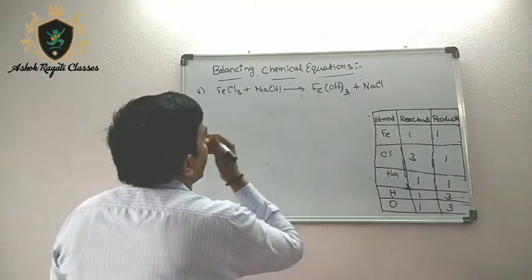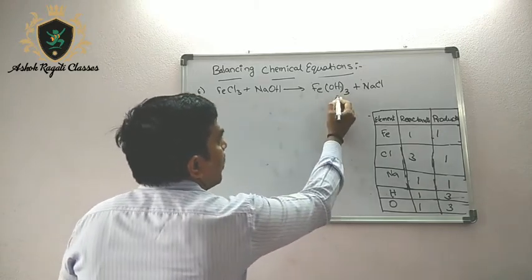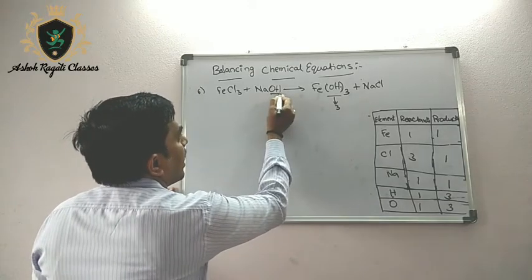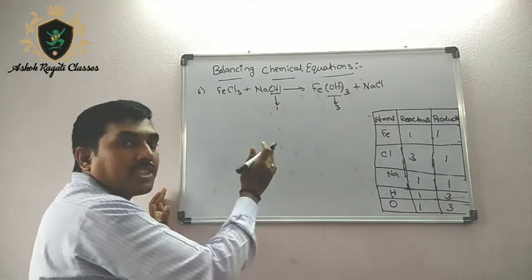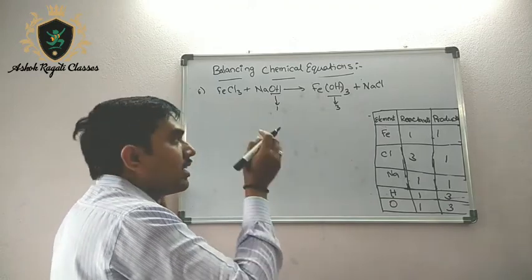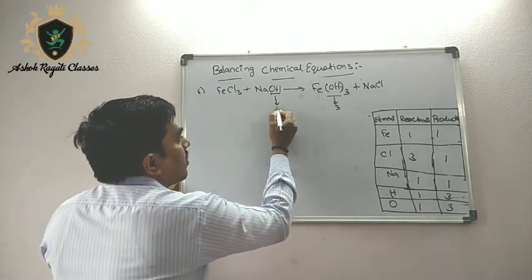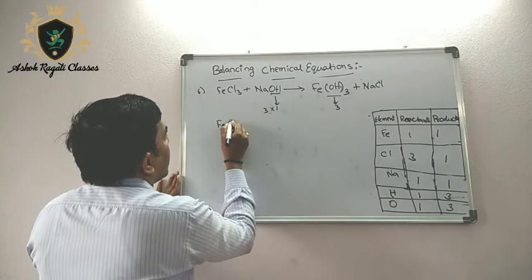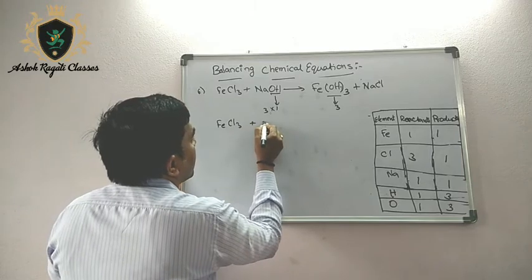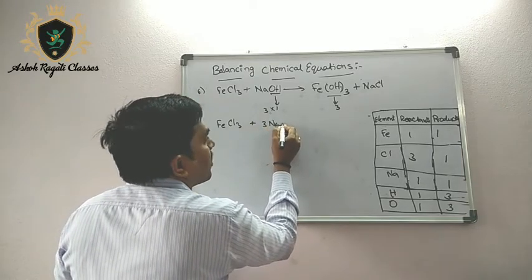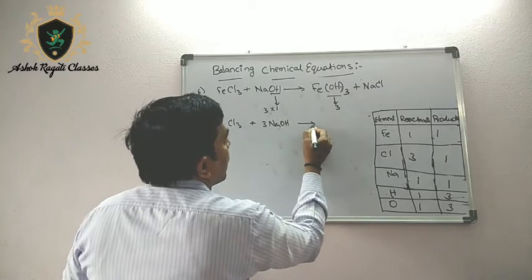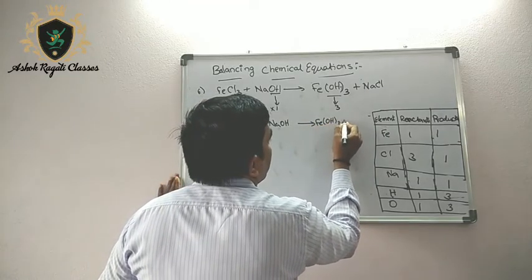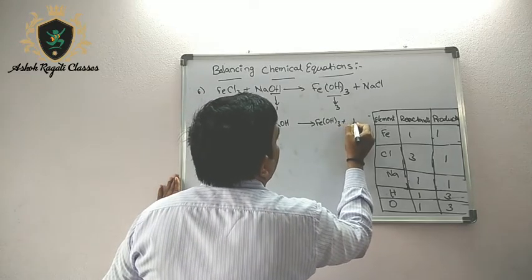You can check individually, but see here how many oxygens I am taking overall. So how many are there? 3 hydroxyls, 3 here. Overall I am taking it like this. With this the equation will balance in a short way. So 1, how does it become 3? Okay, so now let us try. FeCl3 plus 3 NaOH gives rise to Fe(OH)3 plus NaCl.